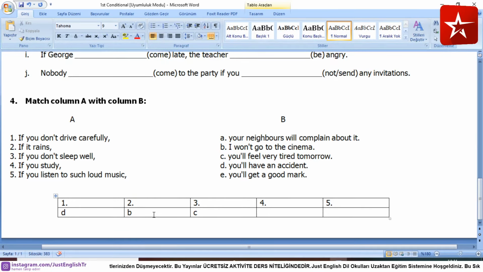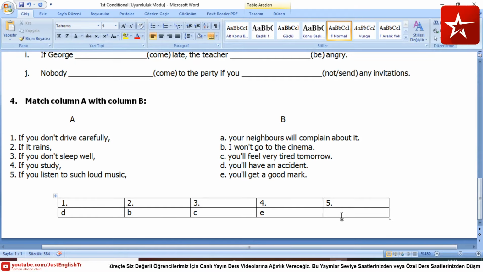Number three, if you don't sleep well, you will feel very tired tomorrow. Thanks so much for your great answers. And let's continue with number four. If you study, you what? Yes, number four is A. You will get a good mark, and I hope everybody gets a good mark in the final exams.